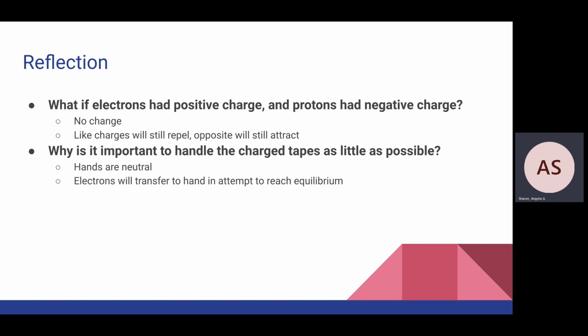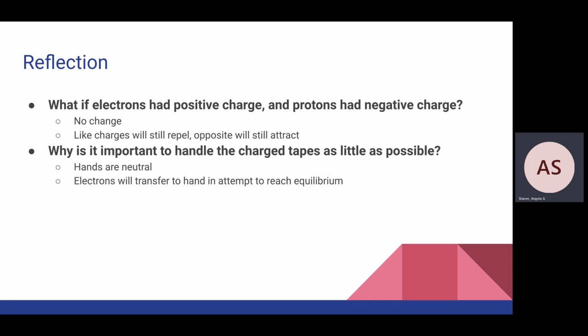For the reflection, if the electron had a positive charge and the proton had a negative charge, there would be no change in the results of this experiment because the like charges will still repel each other and the opposite charges still attract each other. Therefore, we're going to end up with the same results with the hovering behavior.